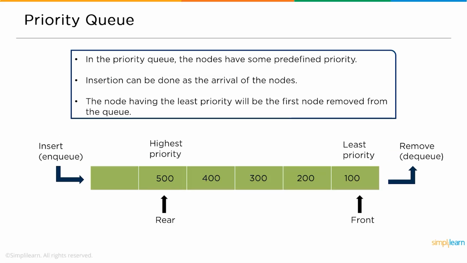Now the last one, the priority queue. In the priority queue, the nodes have same predefined priority. Insertion can be done as the arrival of the nodes. Node having the least priority will be the first node removed from the queue.